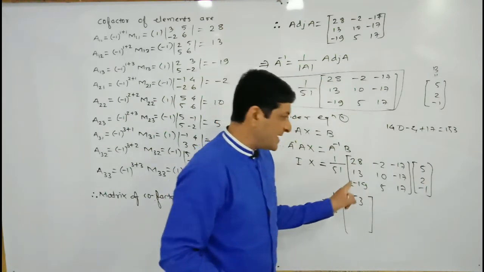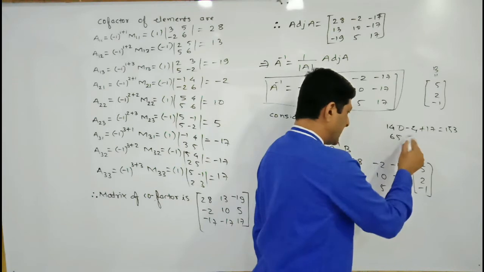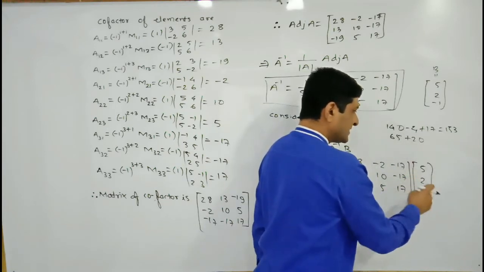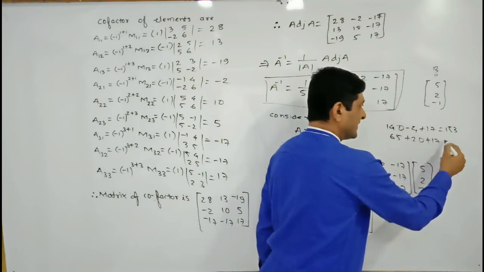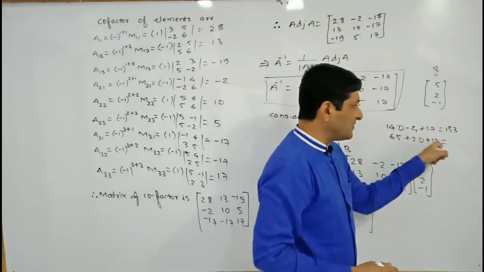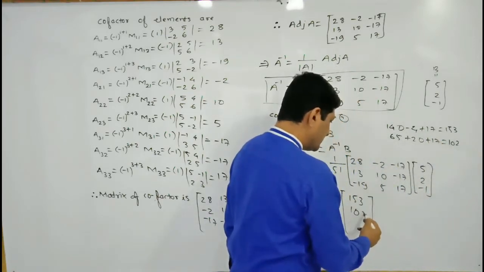Now multiply the second row by this column. 13 into 5 will be equal to 65. 10 into 2 will be equal to 20 and minus 17 into minus 1 is plus 17. So which is equal to 65 plus 20 is 85. 85 plus 17 will be 102. So here we are getting 102.